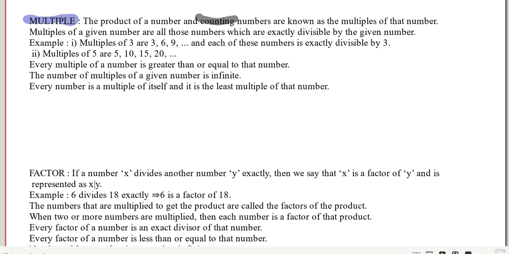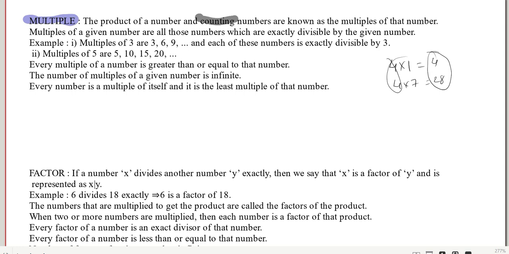Okay, if I take any number, let us take 4. If I multiply it by the counting numbers, like 1, 4 ones are 4. In the same manner, if I multiply it by 7, we get 28. Likewise, if you multiply this number 4 by all the counting numbers, whatever numbers are obtained as products, those products are known as the multiples of the given number.